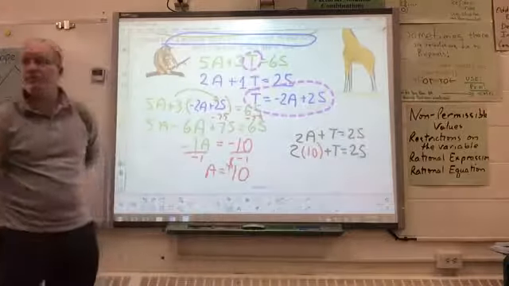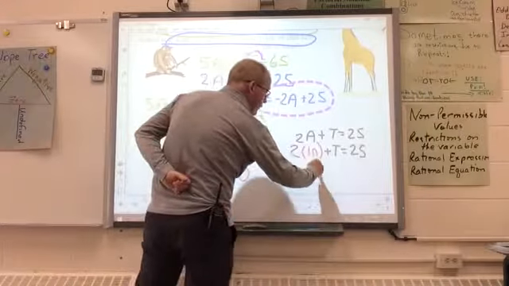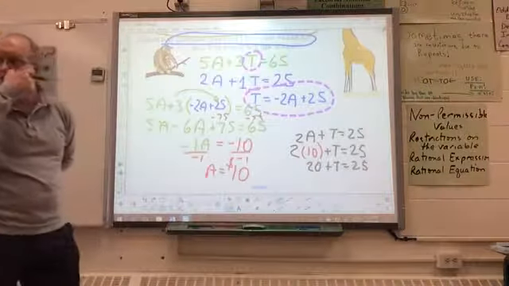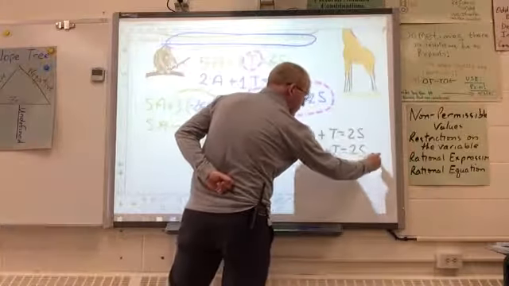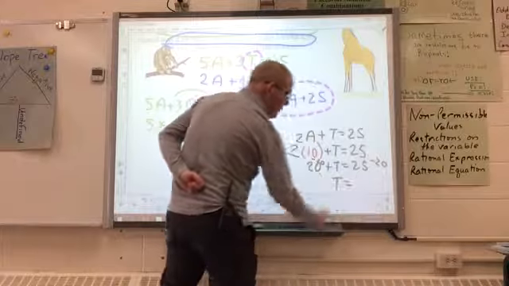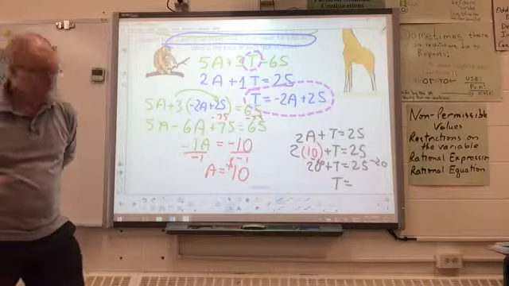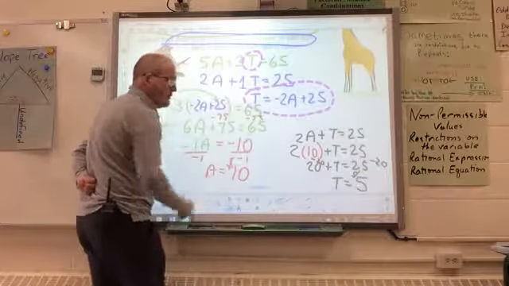So can you solve for the price of the train ticket? 20 plus t is 25. How do we get rid of plus 20? Minus 20 from both sides. What's 25 minus 20? 5. So the train ticket costs $5 and the admission is $10.